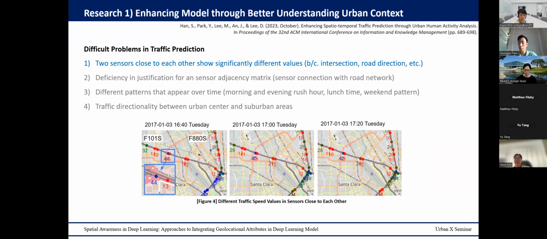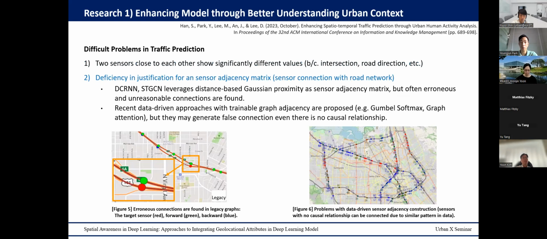During this research, we found that some models assume that sensors at close range or distance would have very similar traffic values, but that is not the case. Sensor data are often recorded very differently, even though the sensors are very close together. The reason is that factors such as intersections or different road directions show different values. And this is related to the second problem, the sensor adjacency matrix problem.